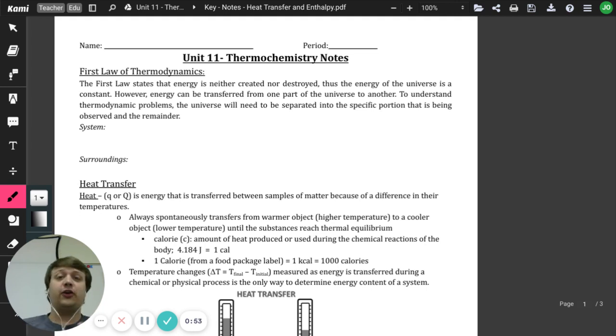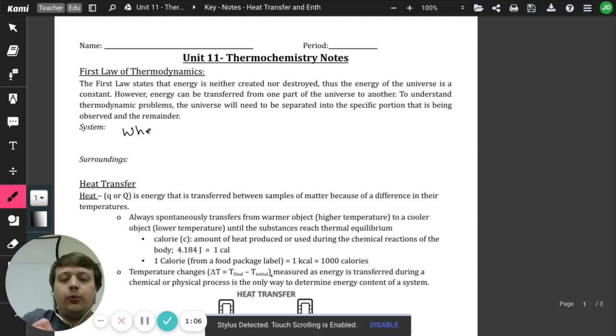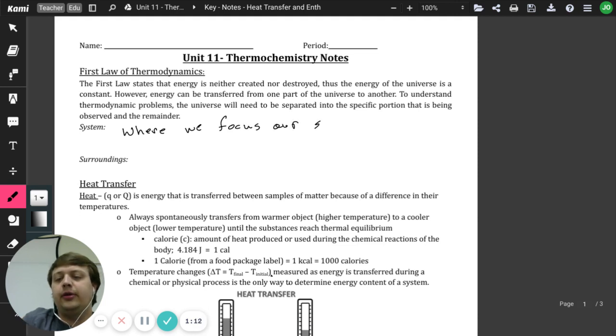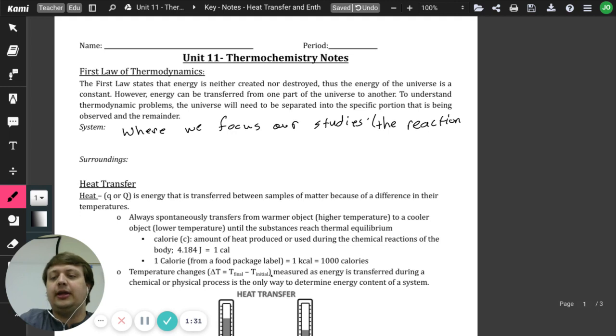Now, in this transfer of energy, in this energy moving from one place to another, we do have the system and the surroundings. And the system is basically where we focus our studies. So it's basically what we're actually observing, like when we're doing a chemical reaction, the actual reaction that's taking place. That is going to be what our system actually is. And so this is going to be basically the reaction, typically in chemistry.